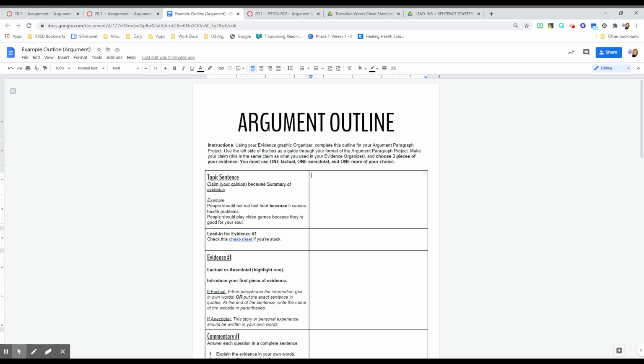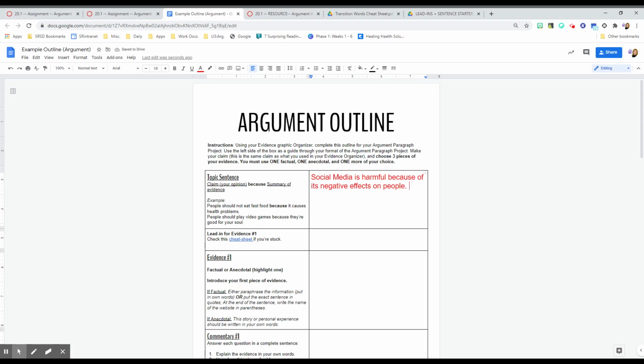So what I'm going to type in here, and I'm going to make this nice and big for you guys. Okay, so in this topic sentence section, you're going to be providing your claim and then a summary of evidence. Okay, so my claim is that social media is harmful because, this is where we're doing that topic sentence, providing the summary of our evidence. So social media is harmful because of its negative effects on people.